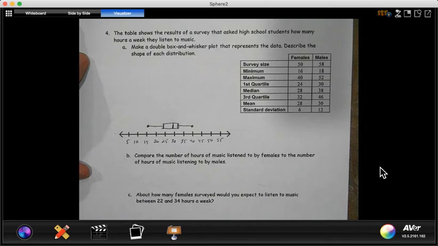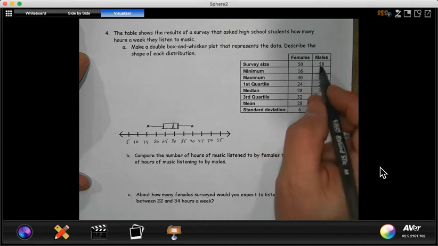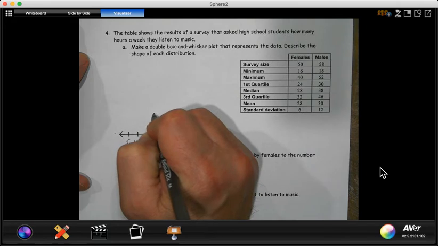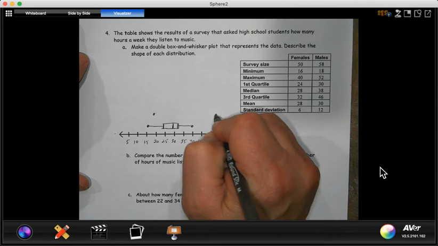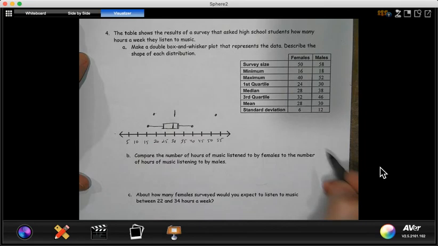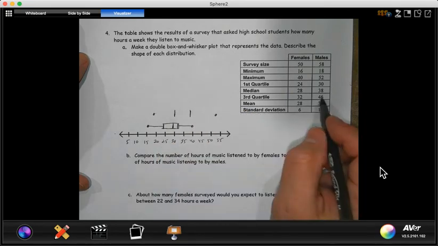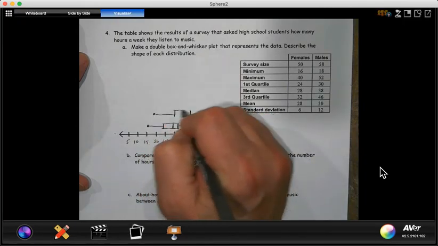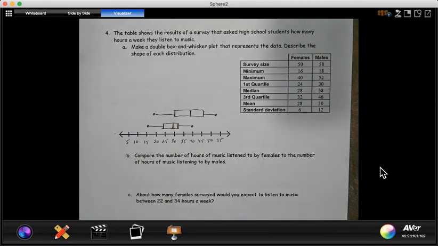And then the minimum for, or that was the females, the minimum for the males is 18. So I'm going to do that above it. Maximum is 52, so that's way over here. First quartile is 30 for the guys. The median is 38. And the third quartile is 46. So we're going to make our box and whisker plot. All right, so there's our box and whiskers plot.